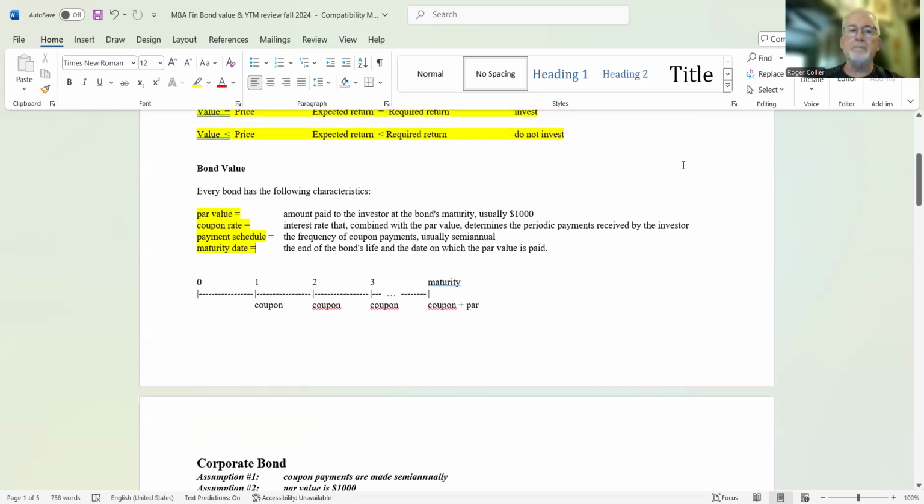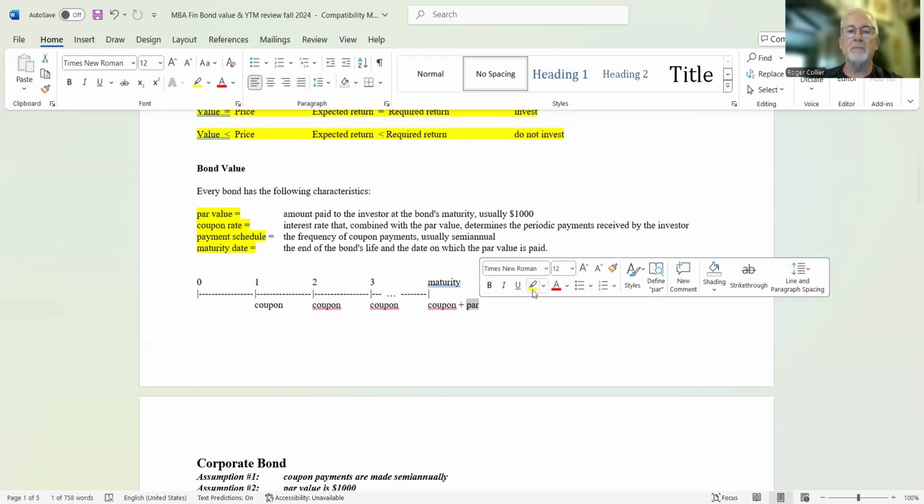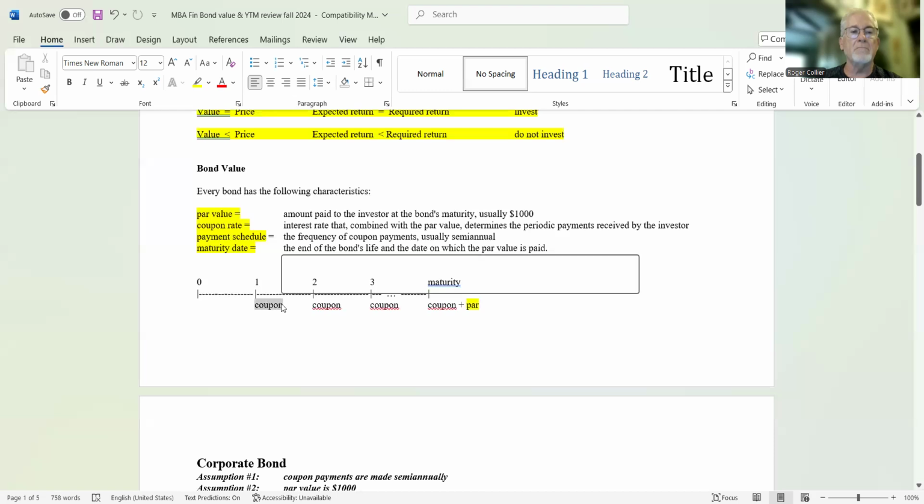All right. The par value is always paid at the maturity date. Right? In the meantime, depending upon the payment schedule, the coupon payments are paid. The coupon payments could be annual, quarterly, semi-annual, or monthly. Generally, we're going to assume they're semi-annual because mostly they are with bonds. So the payments will be made semi-annually.